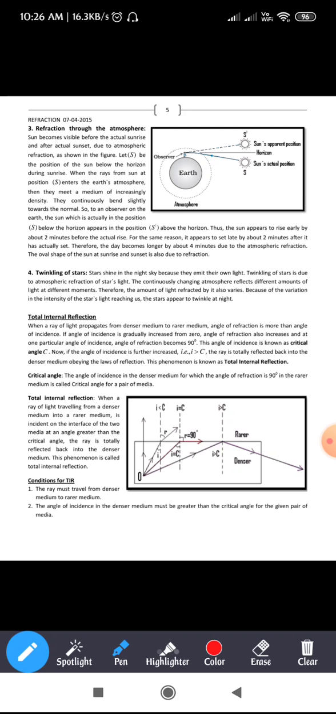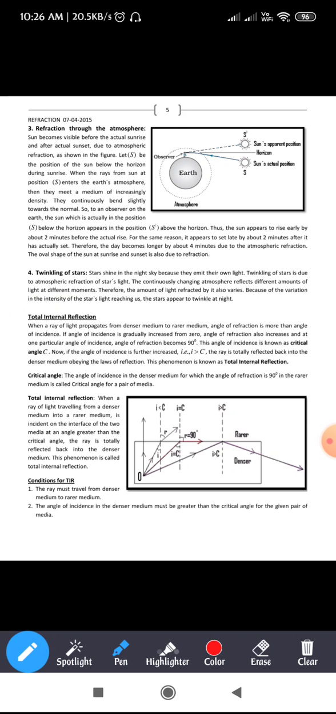So, as you know, the twinkling of stars is also due to atmospheric refraction. The star's light is passing through the atmosphere, and due to the change in density of the atmosphere, the different layers of atmosphere, there will be a continuous change in the intensity of the star's light. So when it reaches us, it appears like it is twinkling.